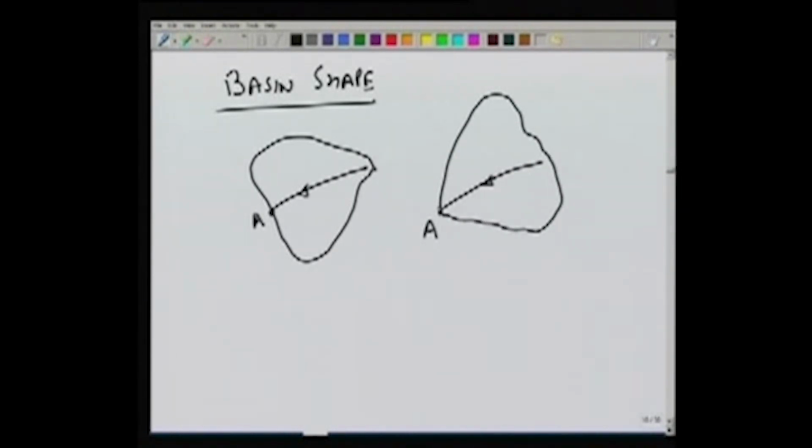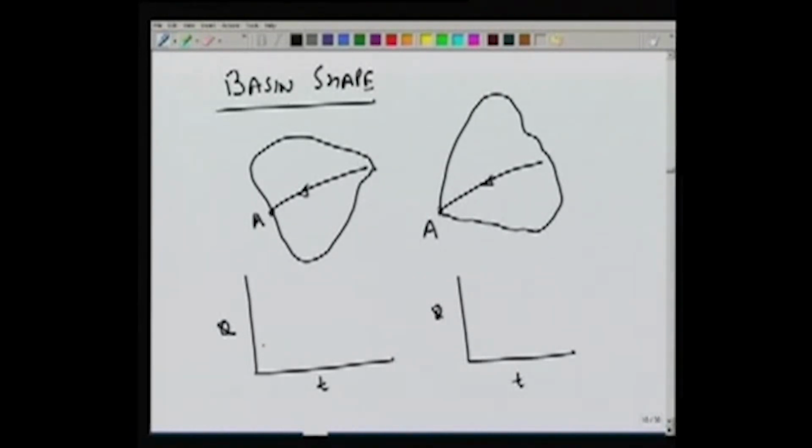So in one of them, the catchment is wider near the outlet and narrower as we go away, and in the other, the catchment is narrow near the outlet and wider as we move away. If we look at the hydrograph, considering everything to be the same except the basin shape, in this one we would expect the peak to come sooner.